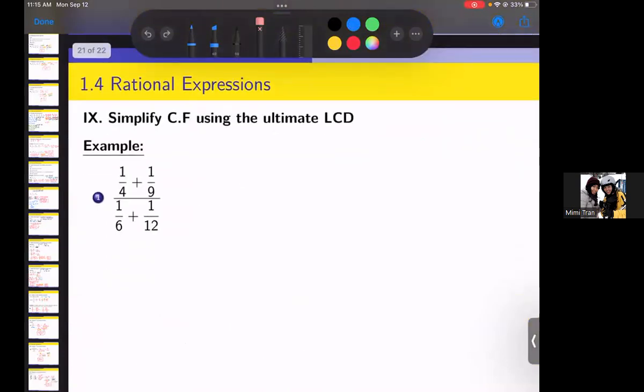All right, so this one, now we're gonna use the ultimate LCD, a little bit different here. I'm not gonna do one at a time anymore. I'm gonna do all of them in one shot. So the way I do this is I'm gonna try to figure out what is my least common denominator for all of these little mini denominators. So between 4, 9, 6, 12, what is the LCD? 36. Very good.